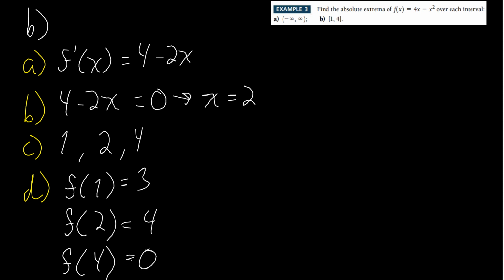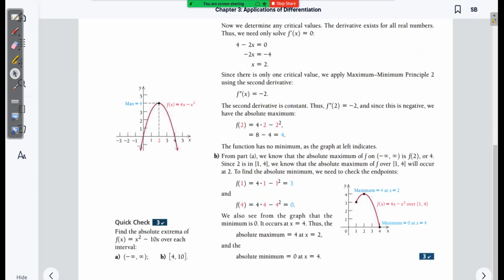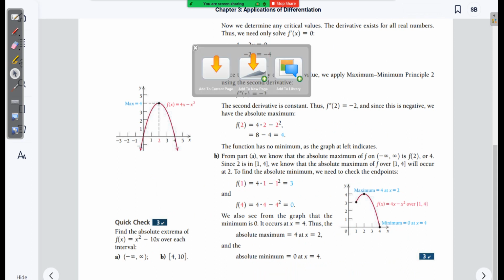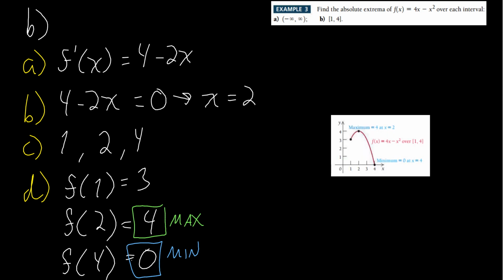Okay, so looking at this, it looks like this 4 is going to be my maximum, and we have the minimum here. So at the point (2, 4) we have a maximum, and at the point (4, 0) we have a minimum. And of course, we'll see that right here. It's the same graph of 4x minus x squared, except we snipped the domain to only be between 1 and 4.